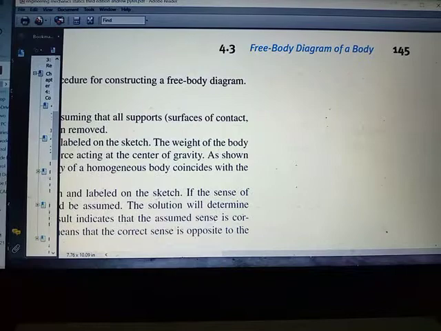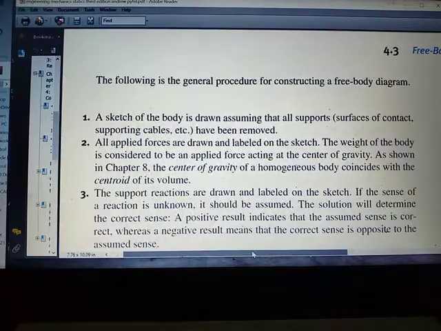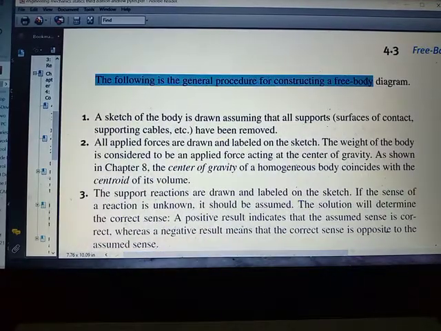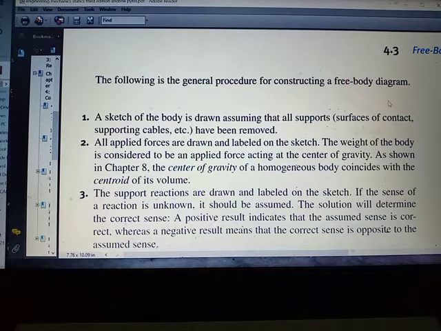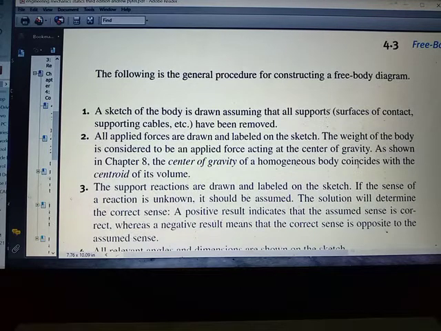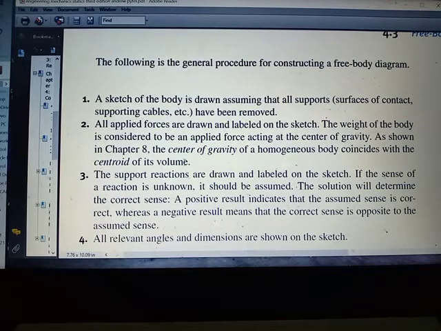So, ito yung mga general procedure kapag nag-construct ka ng free body diagram. Una, i-sketch mo yung body, assuming that all supports, surfaces of contact, and supporting cables have been removed. So, i-remove mo siya. And then, all applied forces are drawn and labeled on the sketch. The weight of the body is considered to be applied at the center of gravity. Sinabi niya dito, nasa chapter 8 daw.